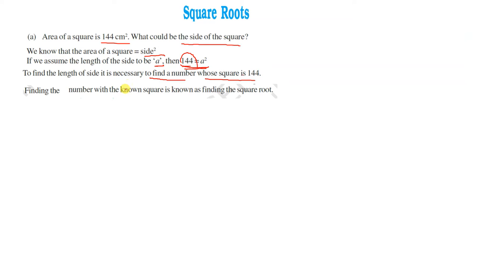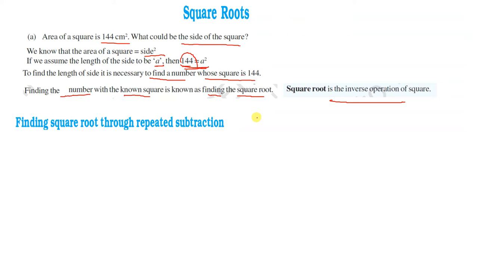Now, finding the number with the known square is finding the square root. So we can say that square root is the inverse operation of square.